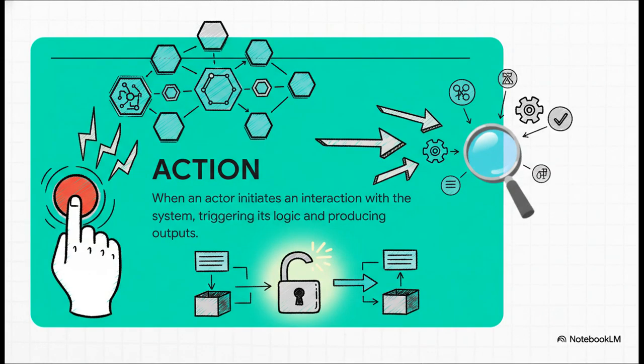And finally, we have the action. This is the how. It's the spark, the trigger. It's when an actor does something that kicks off the system's logic. It's the verb that makes everything happen, potentially changing the whole state of the system.